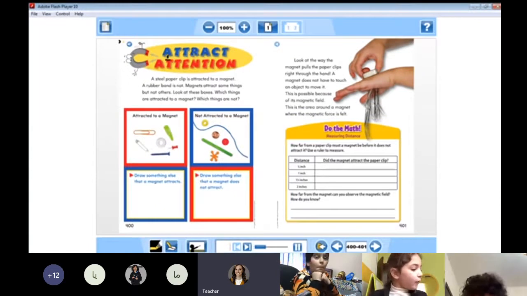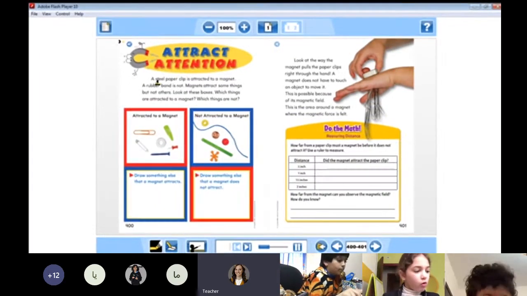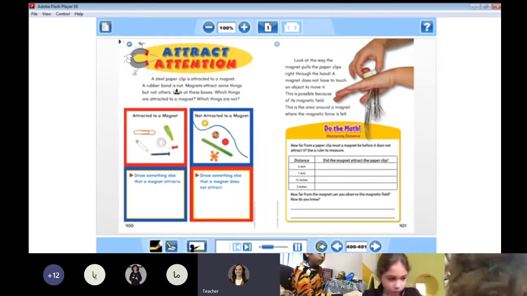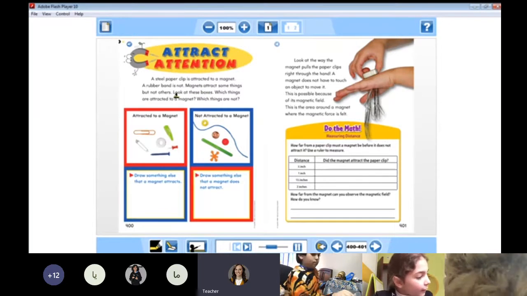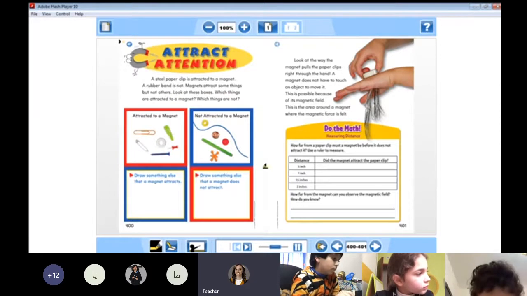Attract attention. A steel paper clip is attracted to a magnet. A rubber band is not. Magnets attract some things, but not others. Look at these boxes. Which things are attracted to a magnet? Which things are not?